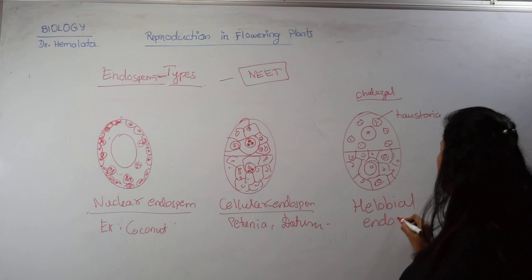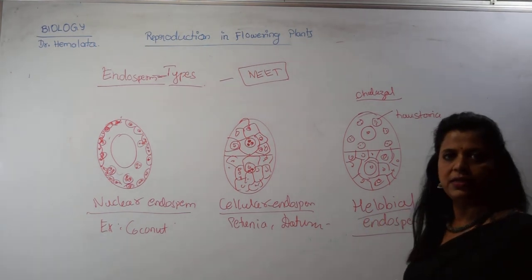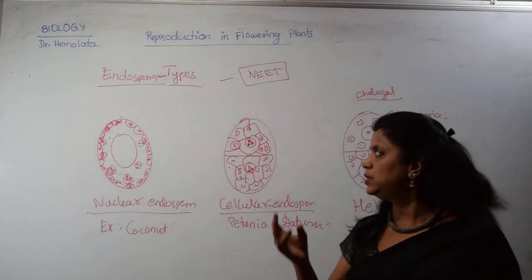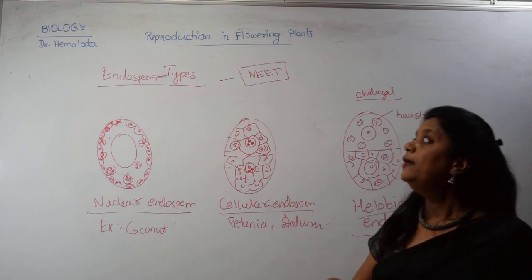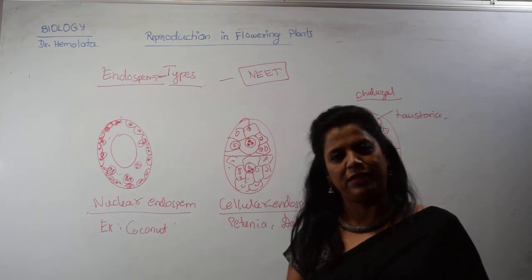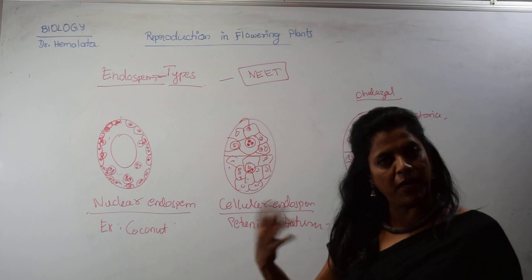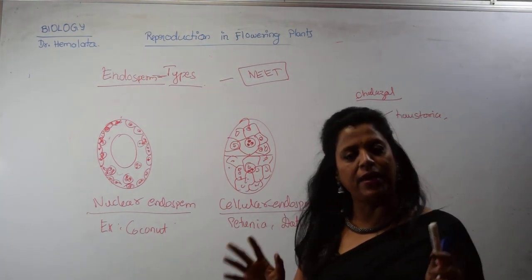Helobial endosperm. Okay, this is a rare type of endosperm. So that's the total story of endosperm. There are three types of endosperm: nuclear endosperm, cellular endosperm, and helobial endosperm. Okay, that's how you have to understand endosperm details. It is a NEET question, right? Understand thoroughly, and this is the only portion that is NEET. The remaining, till double fertilization and triple fusion, is in your regular NCERT syllabus only.